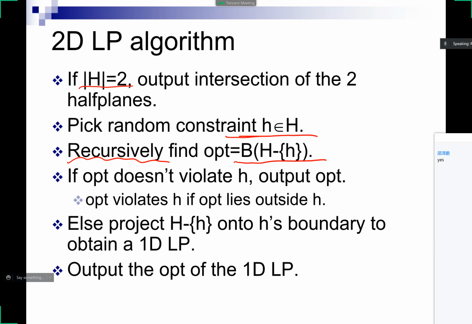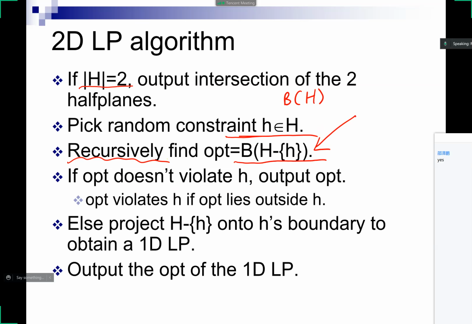Okay, and what we said is that if the optimum doesn't change after you throw away h, then h is redundant. So if the optimum value does not violate h, then the optimum value over here is equal to the optimum value for b of h.